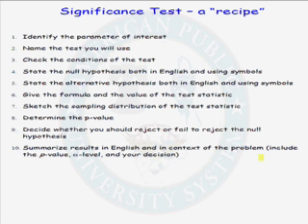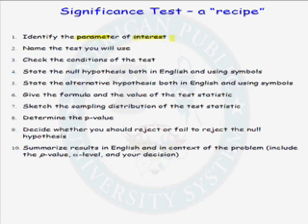Here is a recipe that you can use whenever you conduct a test of significance. The first thing you want to do is identify the parameter of interest. In a test of significance, you are going to test a claim about a population parameter, and you want to identify that parameter in step number 1.